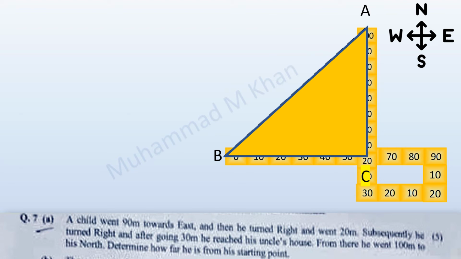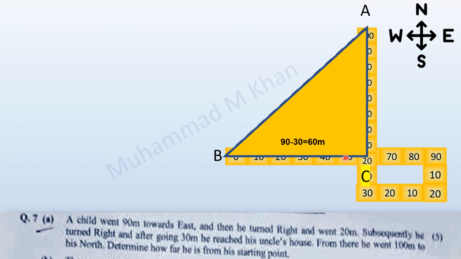The first thing we need to do is to find the base of this triangle. We know that the child at start went 90 meters towards east, and he went again 30 meters in the opposite direction. So the length of line BC is this 90 meters reduced by these 30 meters which he went in the opposite direction. So 90 minus 30 is 60 meters. This is the base of this triangle.